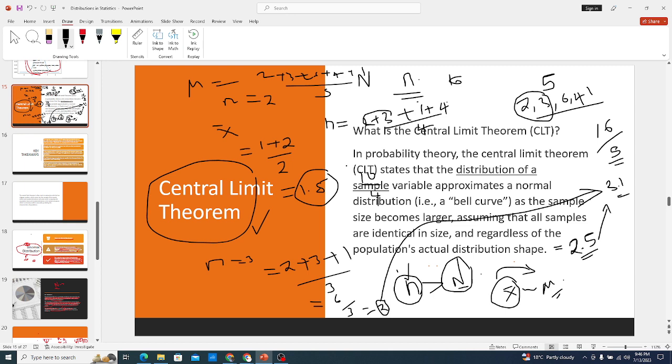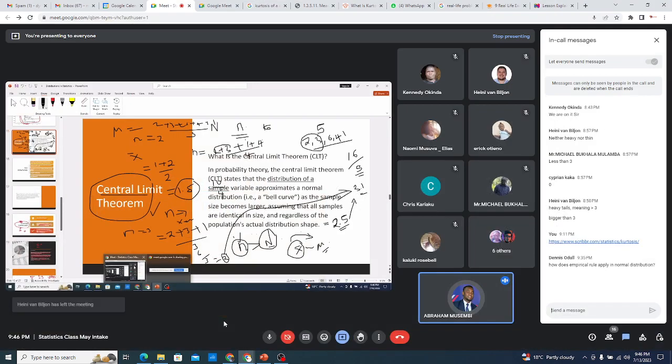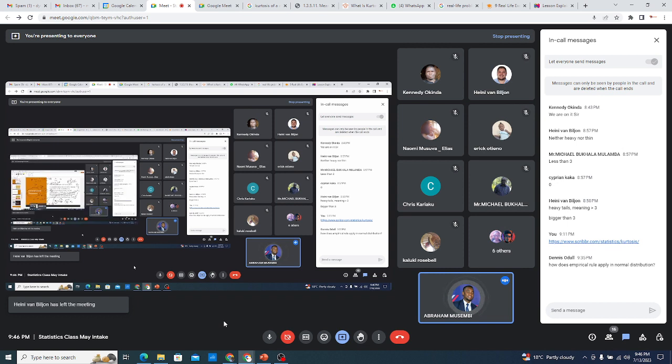So what this basically states is that the central limit theorem says as we increase the sample size, the sample mean approaches the population mean. Understood about the central limit theorem? That was my basic explanation. Was that clear? Okay, I can see two have reacted.